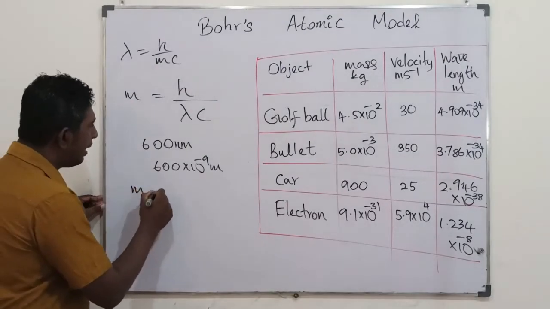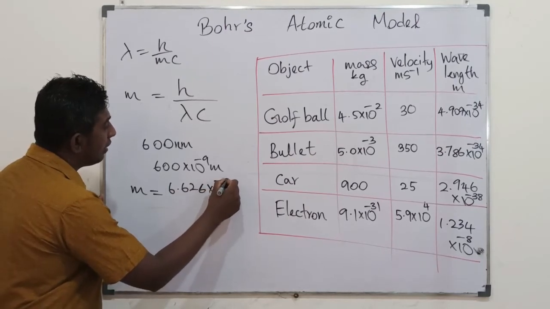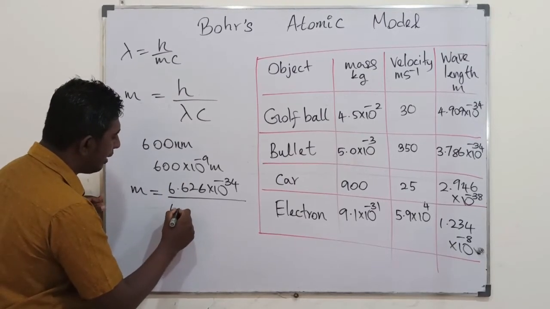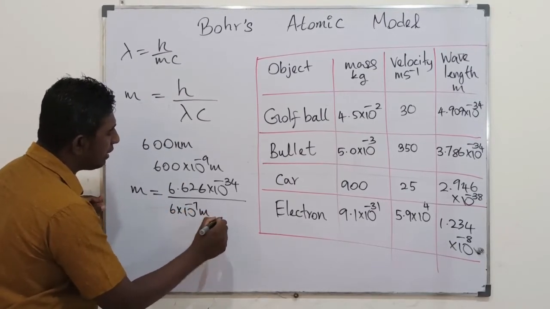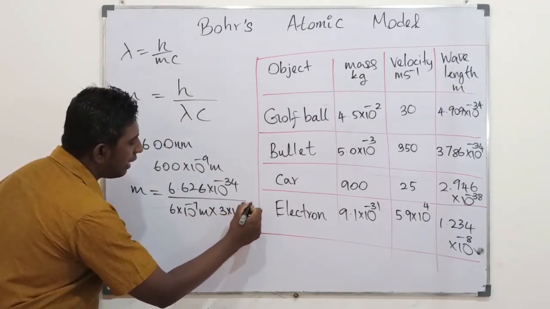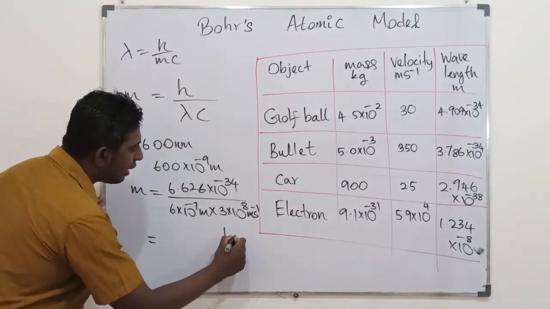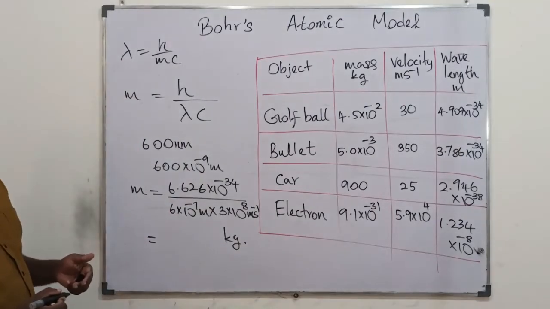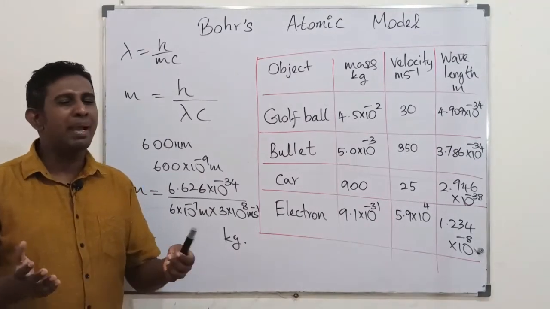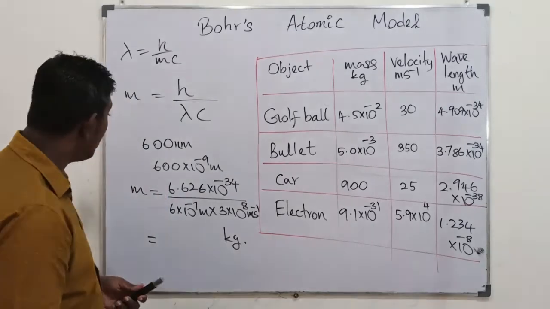So mass equals h, which is 6.626 into 10 to the power minus 34, then lambda is 6 into 10 to the power minus 7 in meters, then its velocity is 3 into 10 to the power 8 meters per second. What you get finally is the mass in kilograms. So let's use this equation to find the mass of a light particle, if light has particle character, particle behavior.